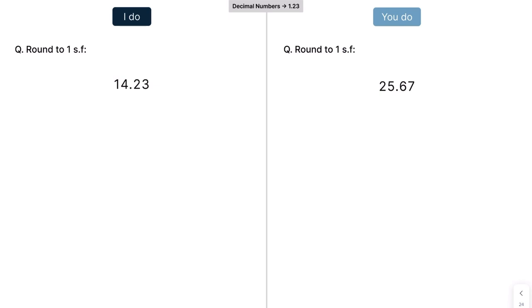Moving on, we have 14.23 to one significant figure. The first significant figure is 1. Draw your line after that. The decider is a 4, so we don't need to round the 1. We leave the 1 as it is. Everything after the line becomes a 0, and we don't need to write the decimal with zeros at the end. We can leave this as it is.